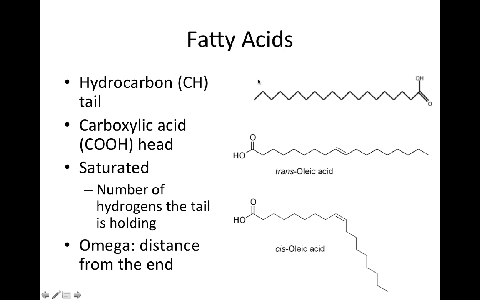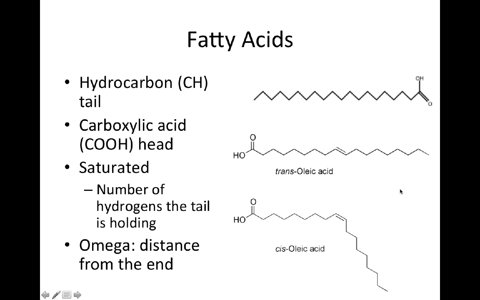An unsaturated fatty acid will have a double bond in here, which represents hydrogens that could be added into it. So this unsaturated fatty acid here can have two hydrogens added to it. If it only has one double bond, it's referred to as a monounsaturated fatty acid. If it has more than just one, then it's referred to as a polyunsaturated fatty acid.